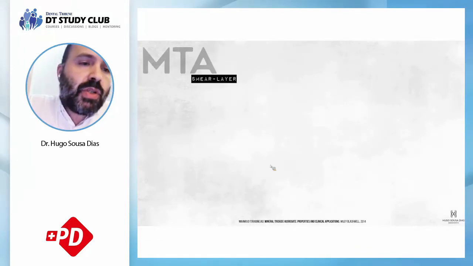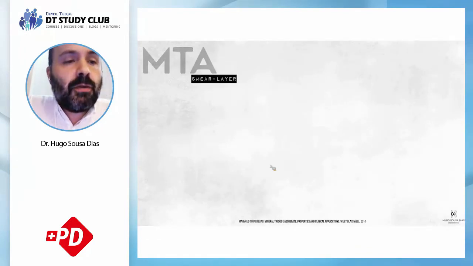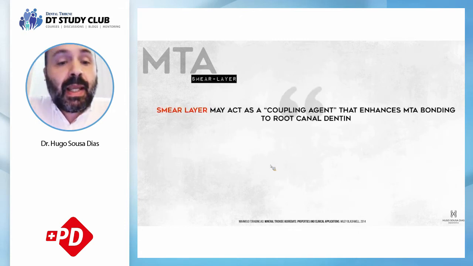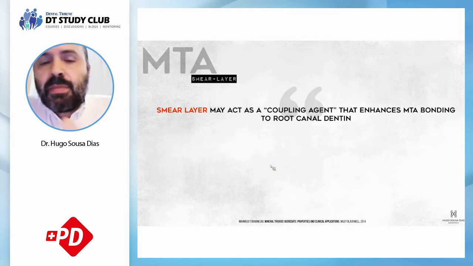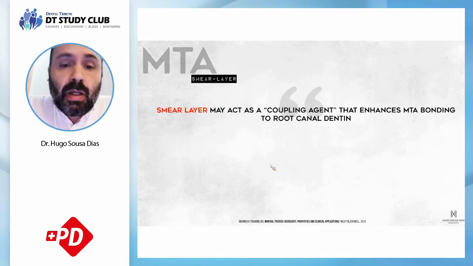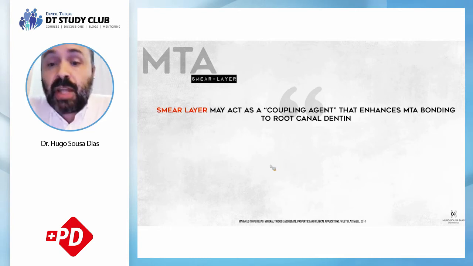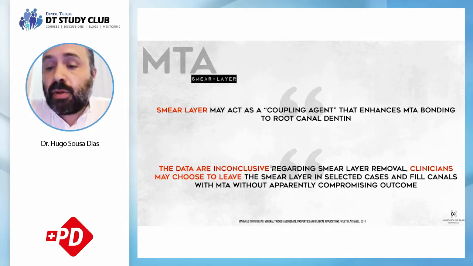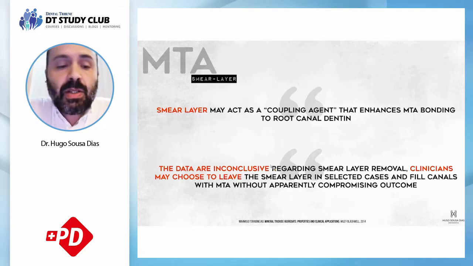And about the interaction, or the importance of the smear layer for the fixation of MTA inside the root canal. The smear layer can act like a coupling agent, the same situation that happens in restorative dentistry, that can influence the MTA bonding to the root canal dentin. But the data we have in the literature about this are inconclusive regarding smear layer removal. Clinicians may choose to leave the smear layer in selected cases and fill canals with MTA without apparently compromising the outcome.